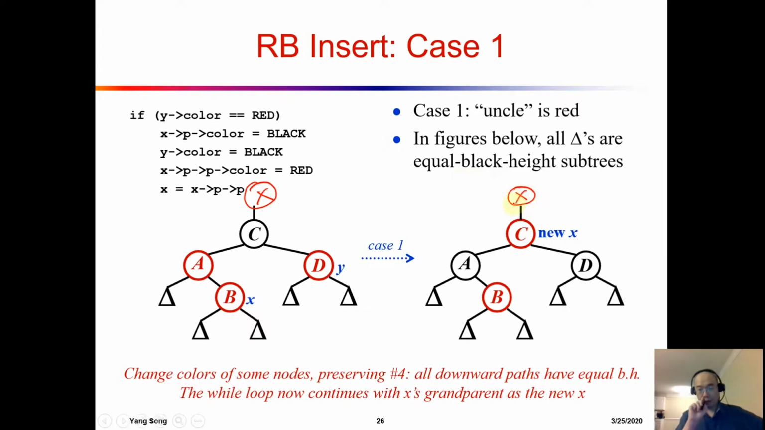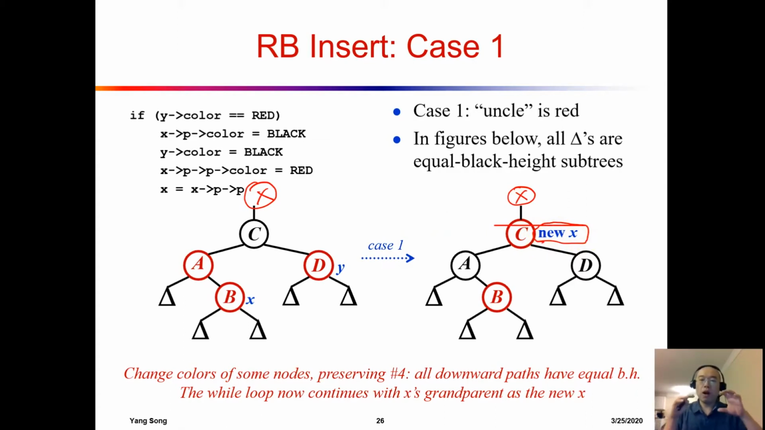If we have a red X here, now the story will change. So if we have a red X, and after we recolor the subtree starting with C, now X and C are two consecutive red colors again. That is the reason we say now C will be the new X. So we have to fix the tree again.